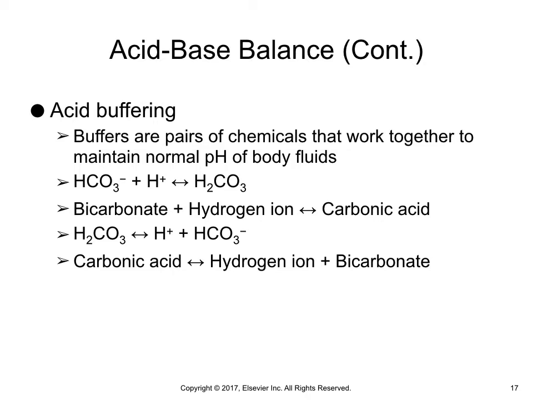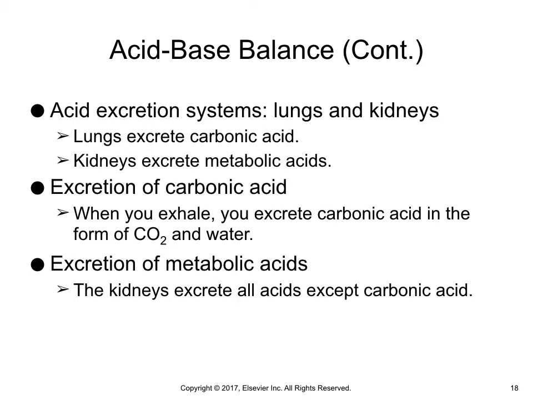Other buffers include hemoglobin, protein buffers, and phosphate buffers. Cellular and bone buffers also contribute. Buffers normally keep the blood from becoming too acidic when acids that are produced by cells circulate to the lungs and kidneys for excretion. The body has two acid excretion systems, the lungs and kidneys. The lungs excrete carbonic acid, and the kidneys excrete metabolic acids.